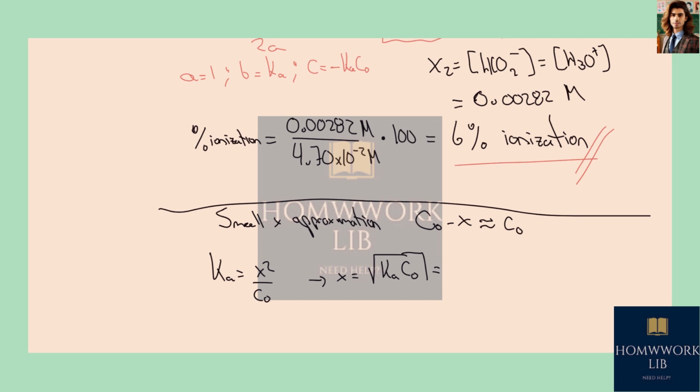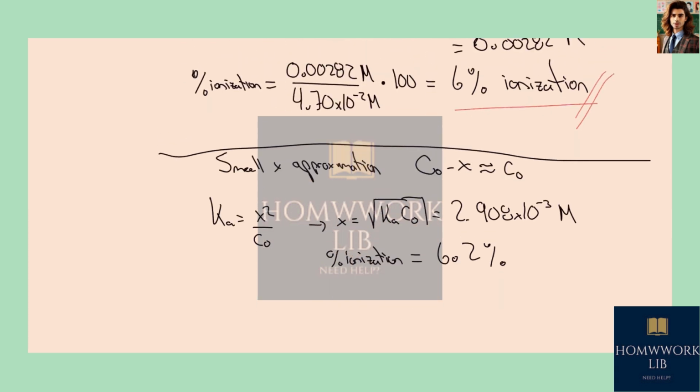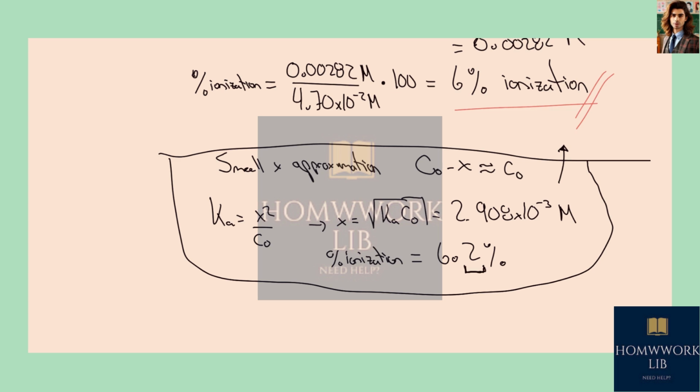which gives us a value of x of 2.908 times 10 to the minus 3 molar, and thus a percent of ionization equal to this value over my initial concentration, 6.2% of ionization. So as you can see, with the small x approximation, we're going to get a result that is similar to the exact one, but we're going to start to have some important deviation of 0.2%. And with that, it would be all.